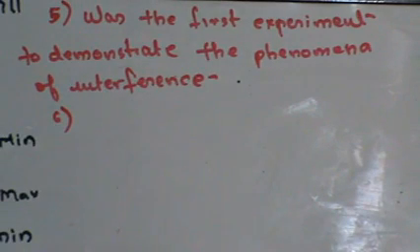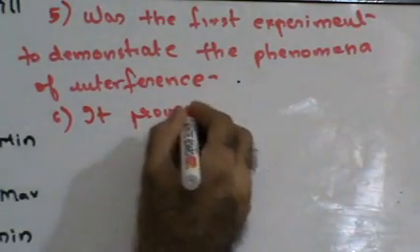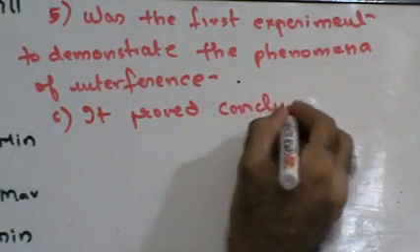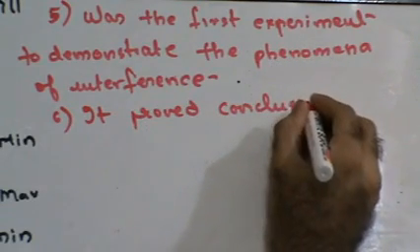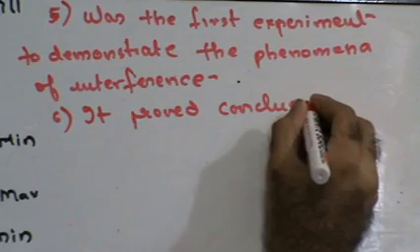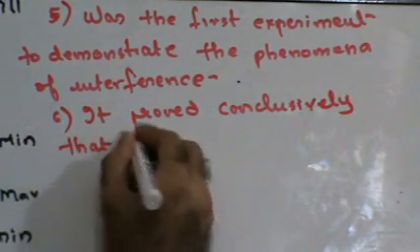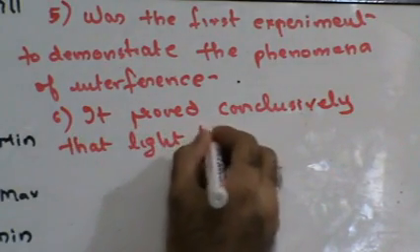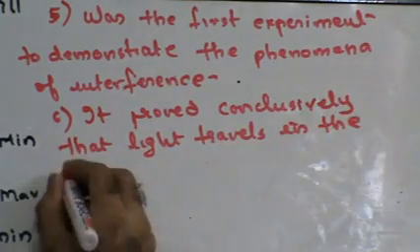Right? Next, the experiment also proved conclusively that light is propagated in the form of waves. It proved conclusively that light travels in the form of waves.